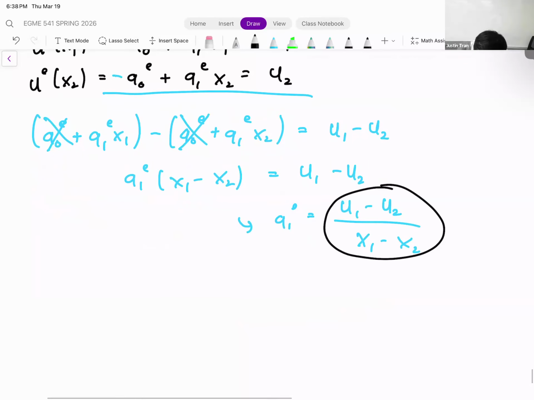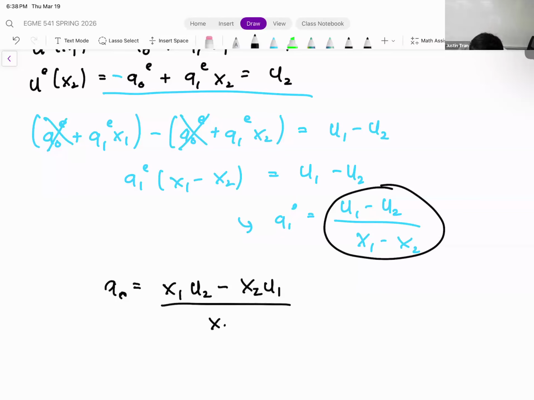Okay? And so what you get from that is A0 is equal to X1 U2 minus X2 U1 divided by X1 minus X2. Okay.